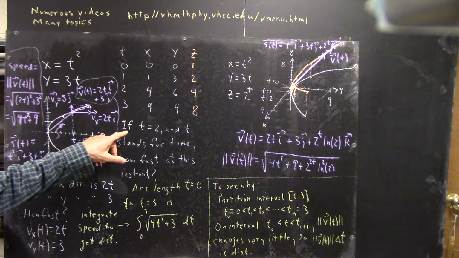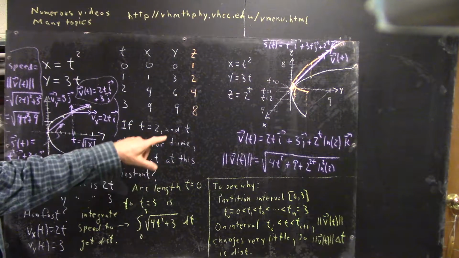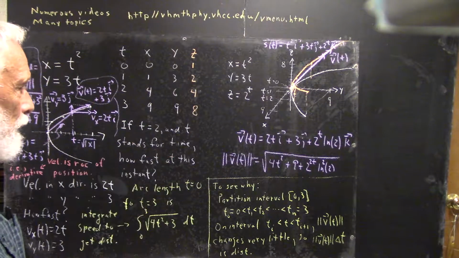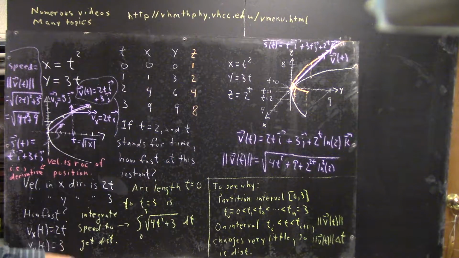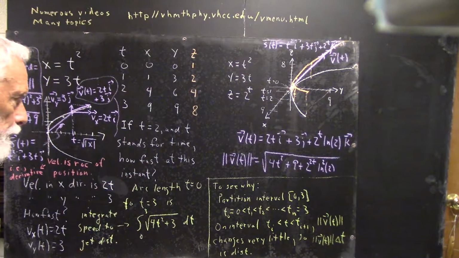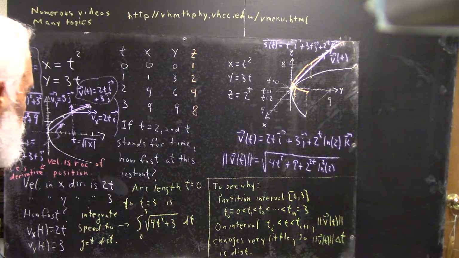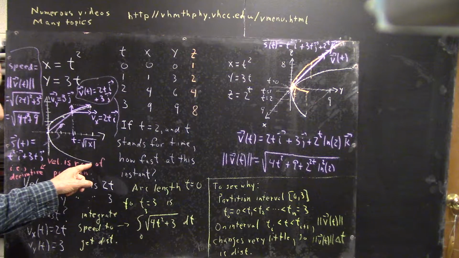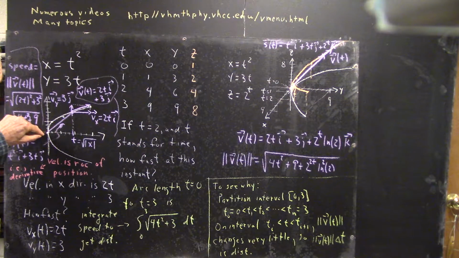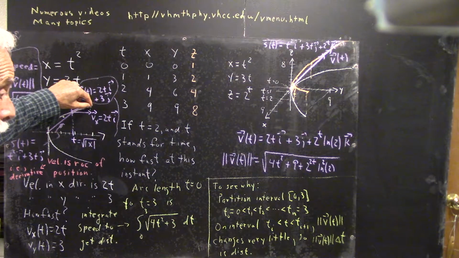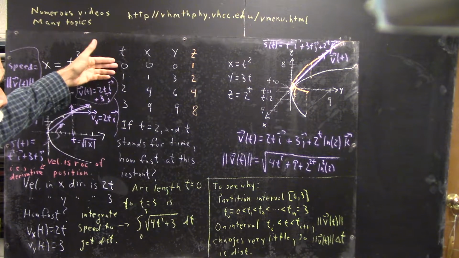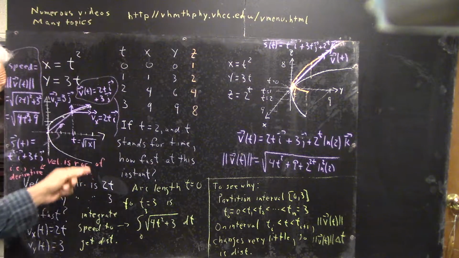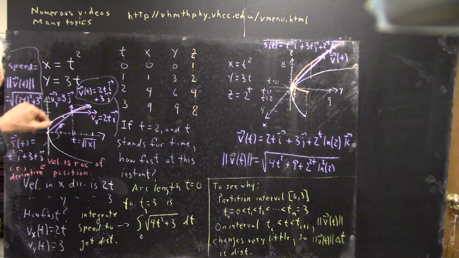Now we pose the question: if t equals 2, and t stands for time, how fast is the point moving at this instant? Now what do I mean by how fast the point is moving? Well, when t equals -3, we're about here. By the time t equals 0, we're here. By the time t equals 3, we're here. So as t continuously changes from -3 to 3, we're going to trace out this curve.